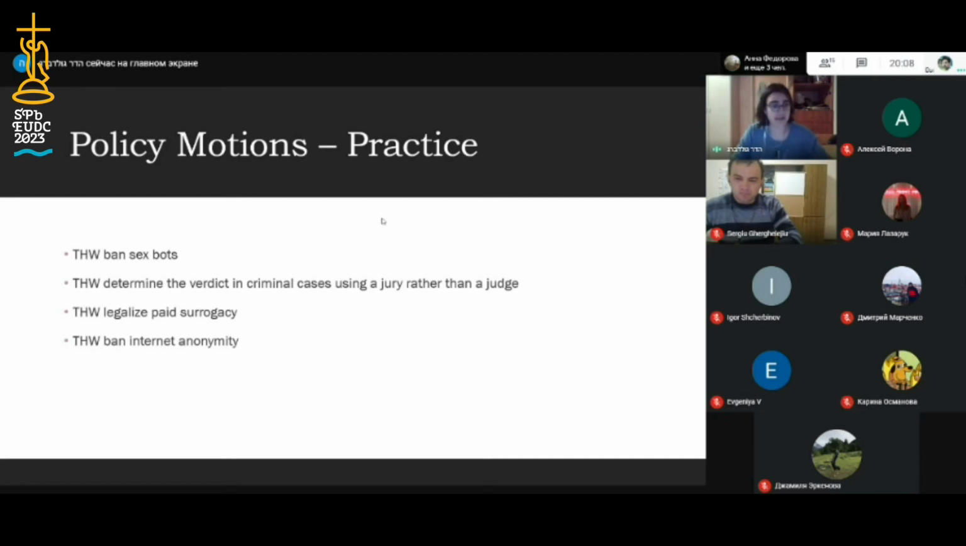In other motions, I think it is clearer that there are multiple different arguments you can go with. So if we're talking as an example on, let's say the motion I have as in the second line here, this house would determine the verdict in criminal cases using a jury rather than a judge. Probably the problem that I'm going to identify will be that a judge is not representative enough of the people, that juries are more reflective of minorities in society, etc. And this will be the problem and solution.